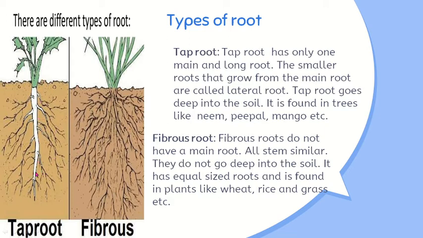Taproot goes deep into the soil. It is found in trees like neem, peepal, mango, etc. Next is fibrous root. Fibrous root does not have a main root. All the roots are similar. They do not go deep into the soil. It has equal size roots and is found in plants like wheat, rice and grass.